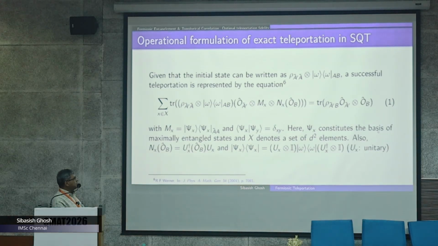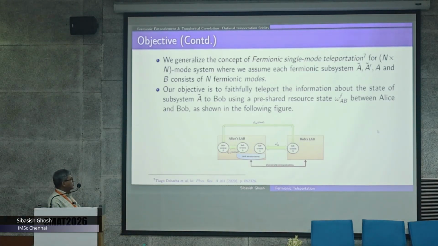This is a kind of measurement on this A tilde part, or some kind of operation, not necessarily a measurement, it can be unitary also, but here it is a measurement. This measurement is acting on the A tilde and A parts together, and then based upon the measurement outcome, which is x, in Bob's lab, Bob will do some operation. What we need to do is to check whether these two quantities are the same, and that will give you basically the teleportation fidelity. Okay, so this is the schematic.